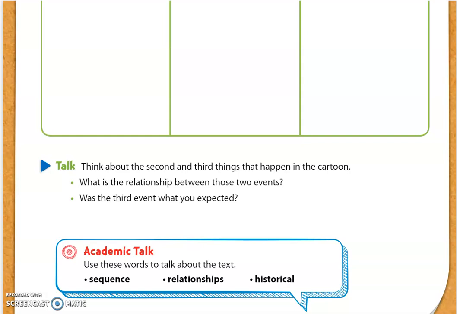In the next section, we'll read a history text and talk more about time and sequence. Looking for the order in which events happened will help you understand the relationship between the events.